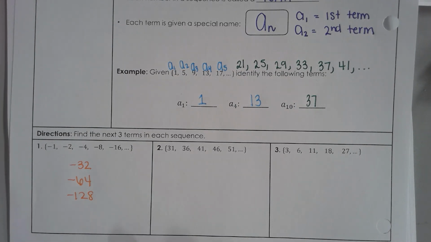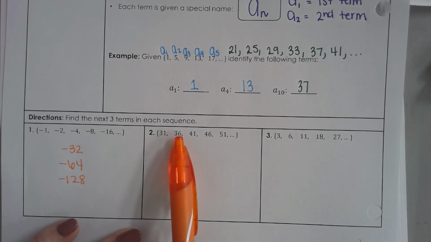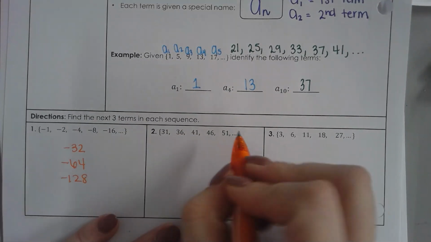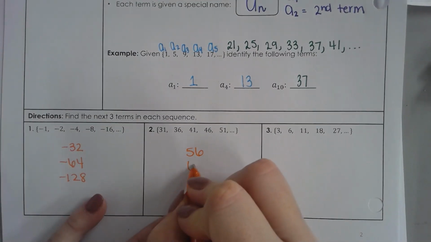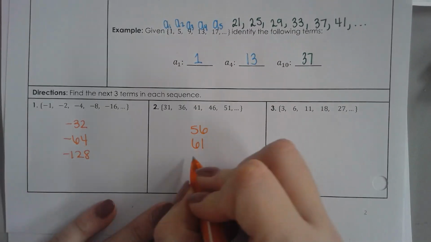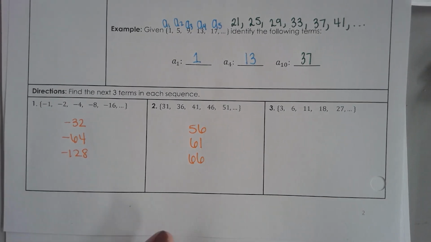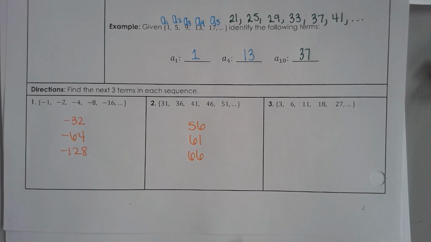What about the pattern in number 2? Who thinks you know that one? Adding 5, right? 31 plus 5, plus 5. So what is 51 plus 5? 56 plus 5. 61 plus 5. 66. There's no set way that you always check to find the pattern. Sometimes you just have to play around with the numbers, try adding and subtracting different things, try multiplying.